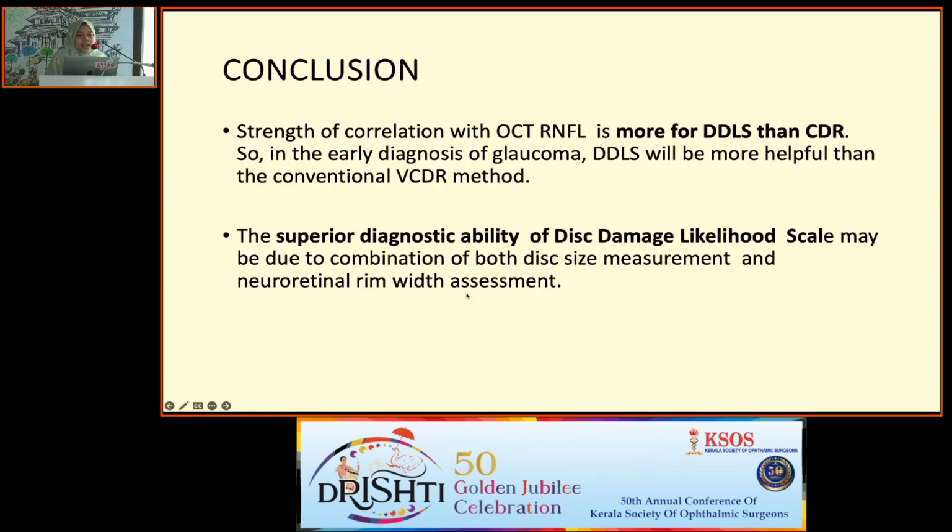Now, conclusion: strength of correlation with OCT RNFL is more for DDLS than cup disc ratio. So, in the early diagnosis of glaucoma, disc damage likelihood scale will be more helpful than the conventional vertical cup disc ratio method, and the superior diagnostic ability of the DDLS scale may be due to the combination of both disc size measurement and neuroretinal rim width assessment.